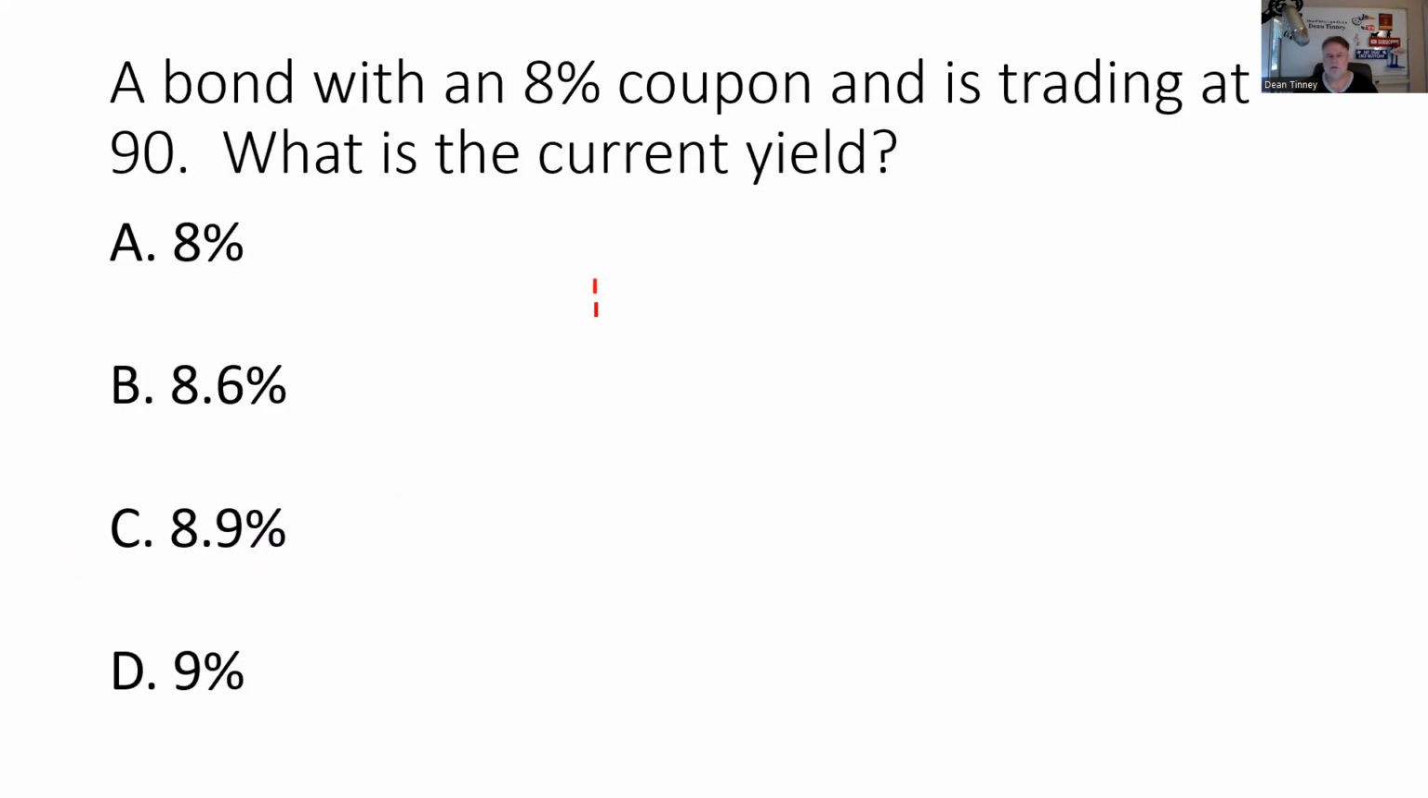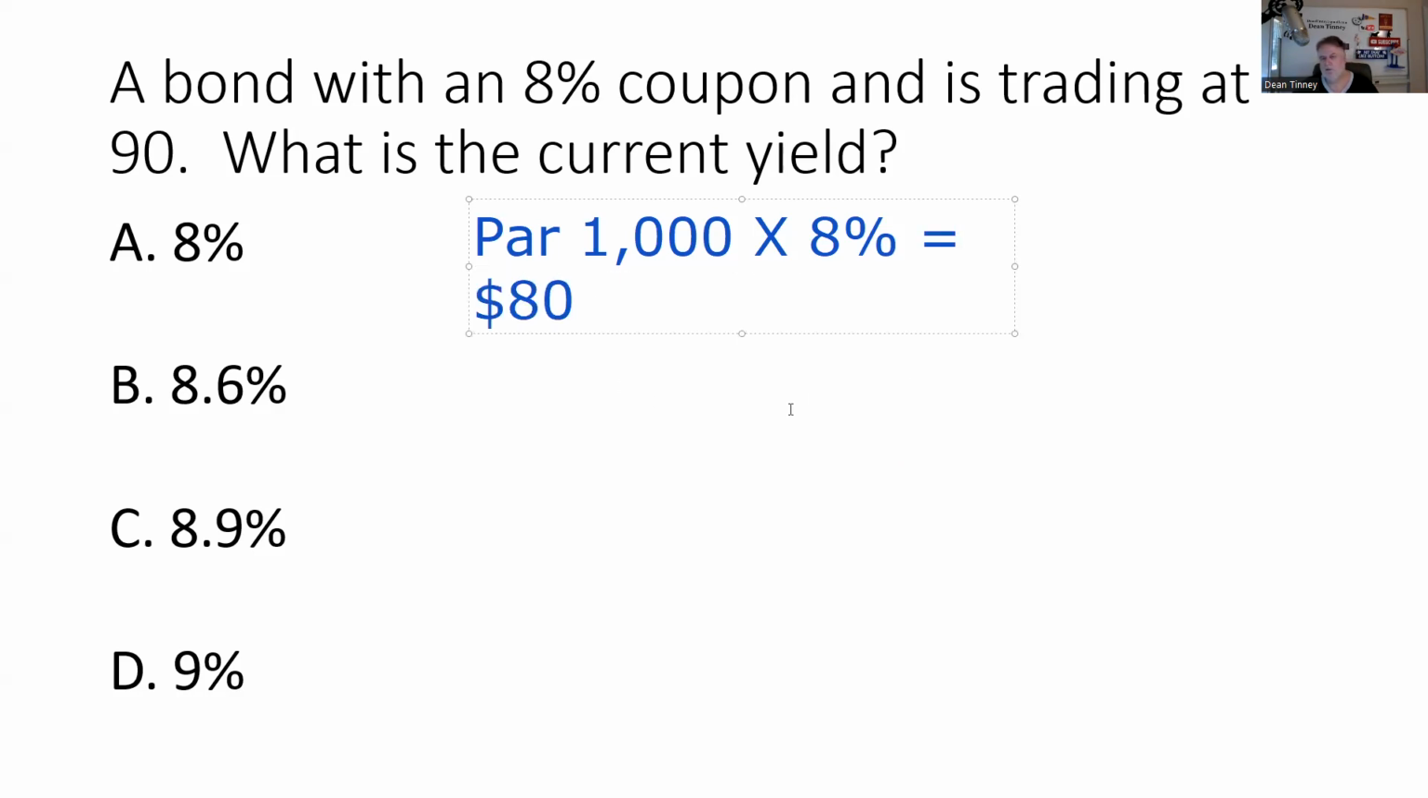The last one I want to show you is how to do current yield. And current yield is what an investment pays you divided by what it costs you. What it pays you divided by what it costs you. And so what it pays you here is 8%. Now, what you've got to be able to do on the test is take par, which is $1,000, times the 8% to figure out that this bond pays $80 in annual interest. That is something you should be prepared to do on the exam.